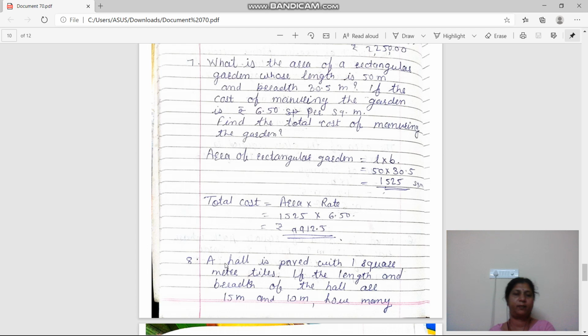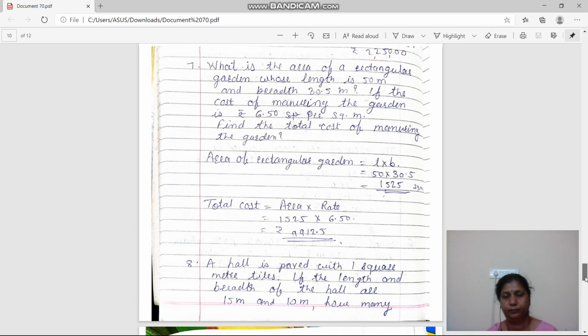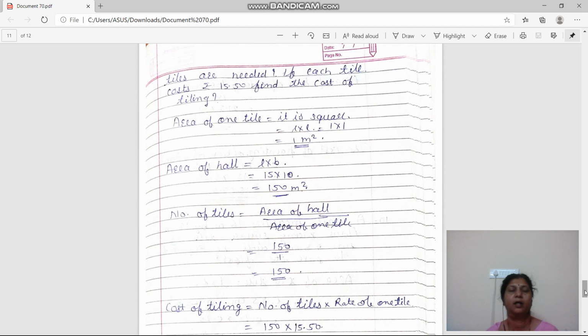Fine. Next example. A hall is paved with 1 square meter tiles. If the length and the breadth of the hall are 50 meter and 10 meter, how many tiles are needed? If each tile costs rupees 15.50, find the cost of tiling. Now this is a little bit lengthy question.